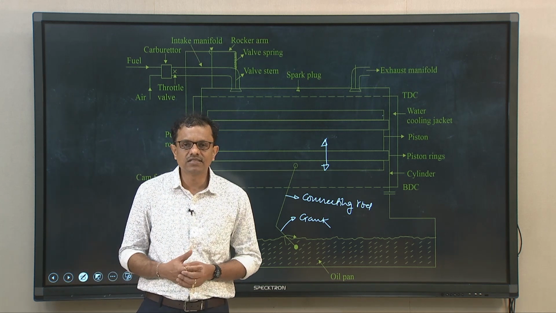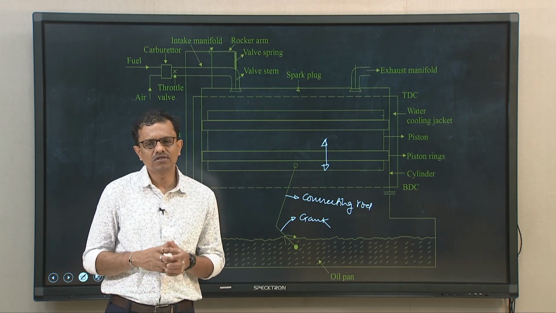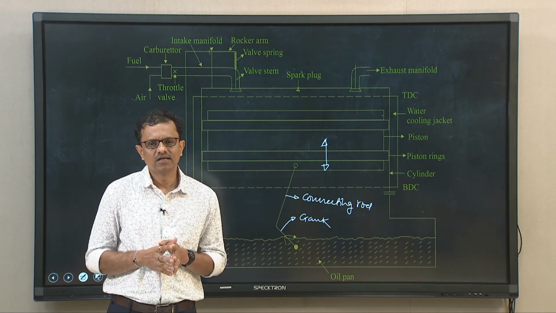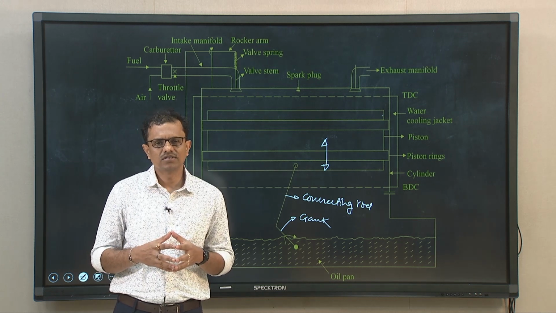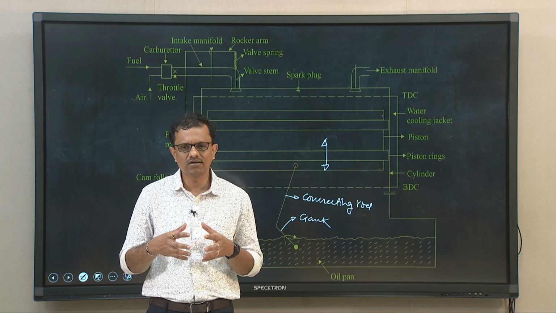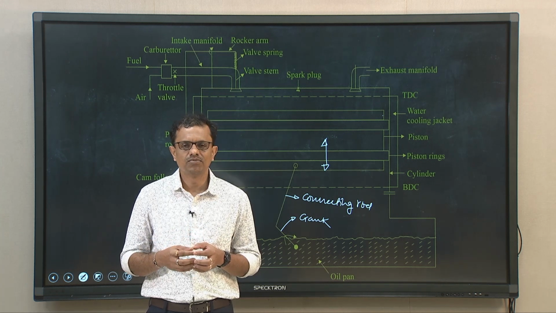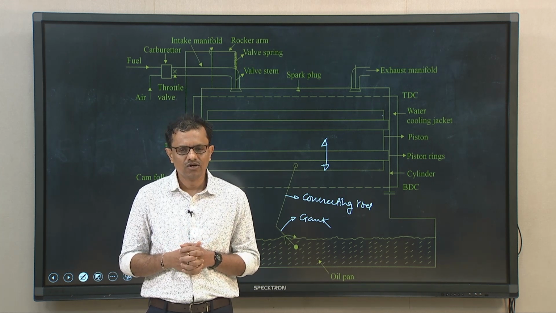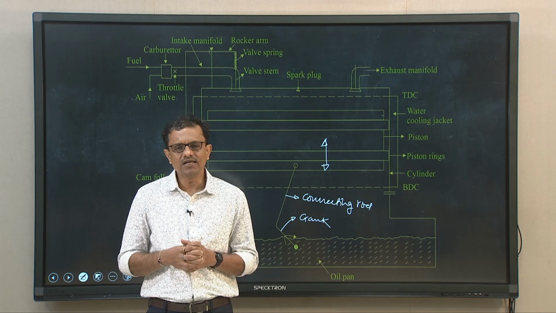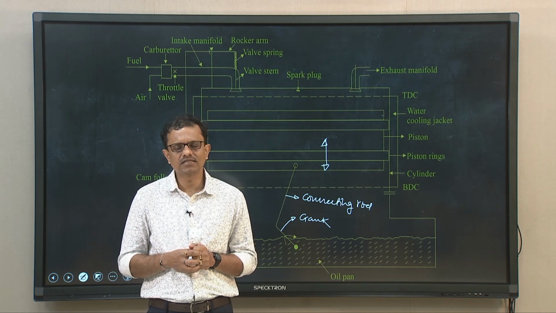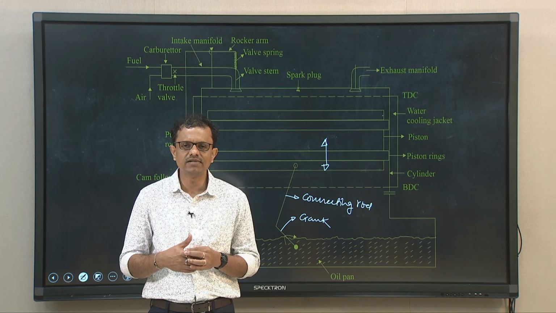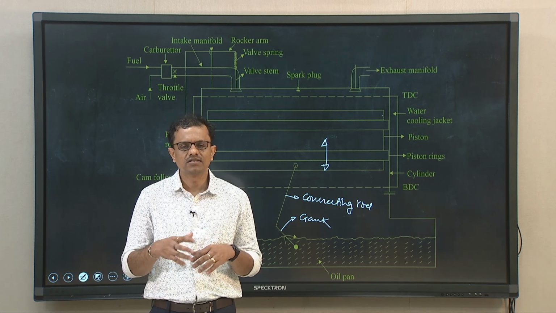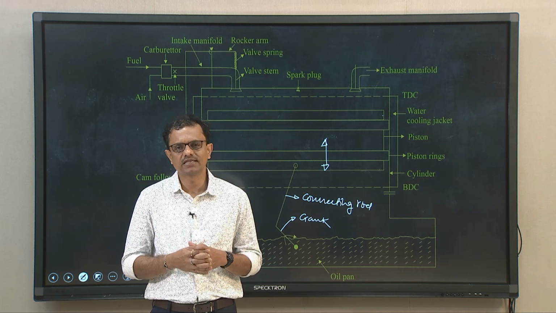To summarize today's class, we have discussed engine classifications, and then several important or essential elements of both SI and CI engines. With this I stop here today, and in the next class we shall discuss the basic cycles, and we shall try to mathematically describe the thermal efficiencies of both CI and SI engines.